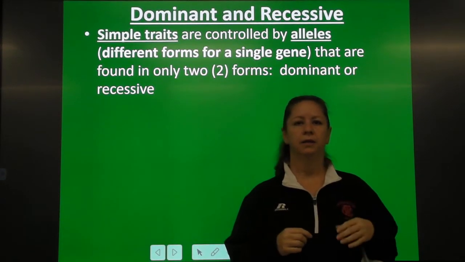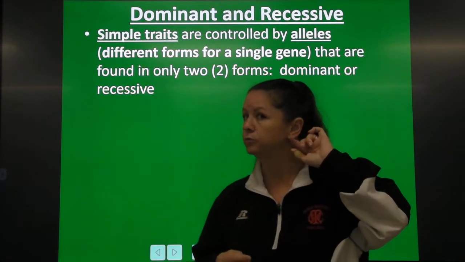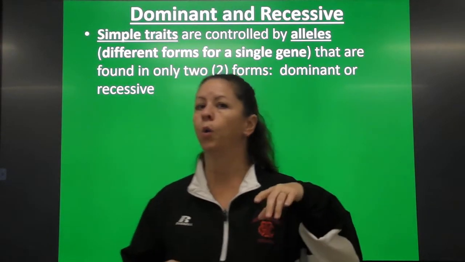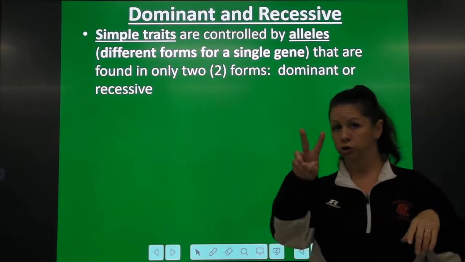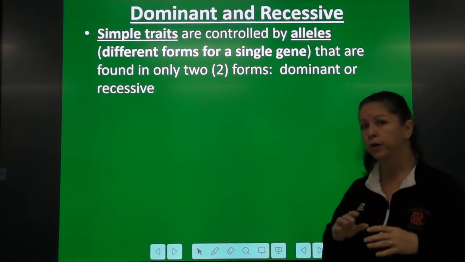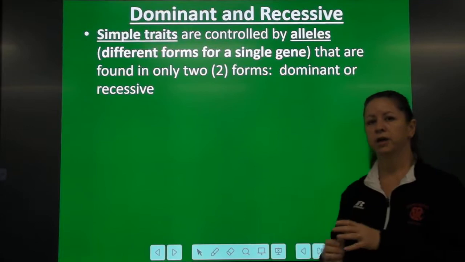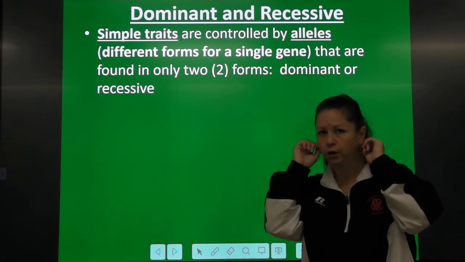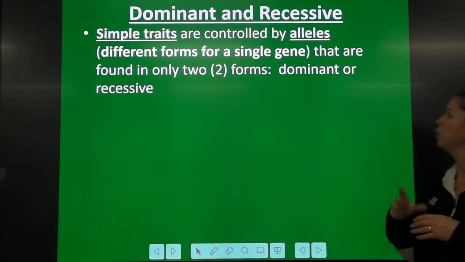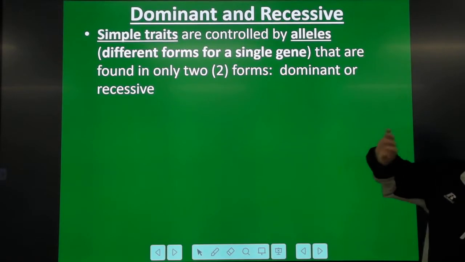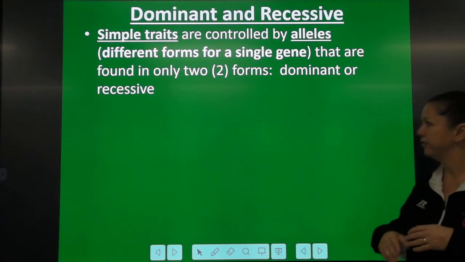All right, and there are two forms of that. Okay, some people have a free earlobe that actually hangs down, like mine. Or some people have that earlobe that just comes down and attaches to their head. They don't have that little flap down there. So there's two forms. Those two forms are possible because of alleles, because the one gene that determines earlobe has two possibilities. So it's different forms for a single gene. And so when we're talking about simple traits, you only have two: dominant and recessive.